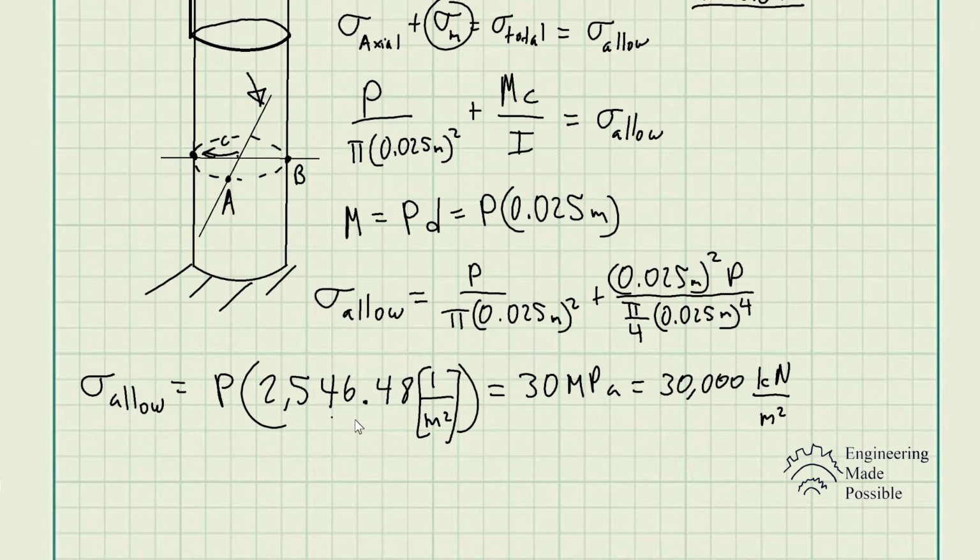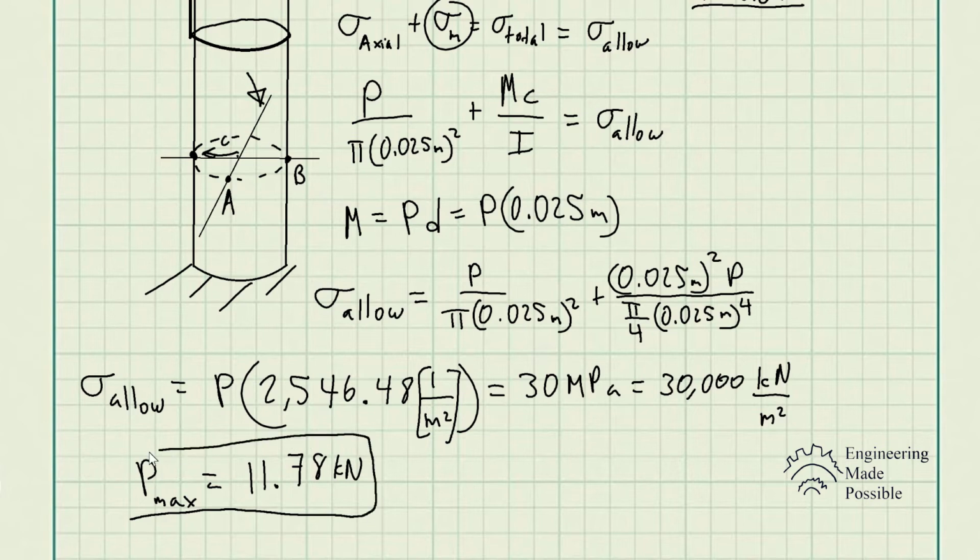And to solve for P, we just divide by this value here. The meter squared actually cancels out, and we end up getting the maximum P value being equal to 11.78 kilonewtons. So this is the maximum force that could be applied such that we don't exceed the allowable stress of 30 megapascals.